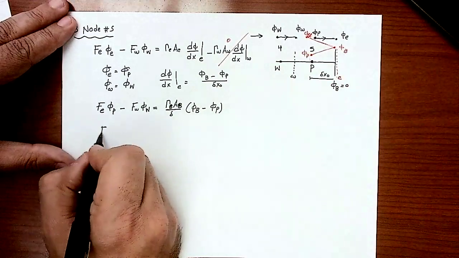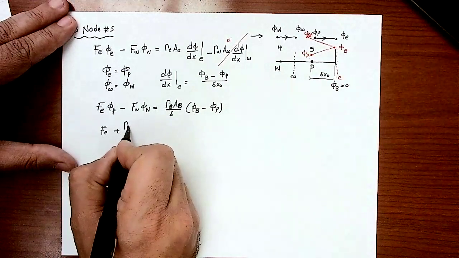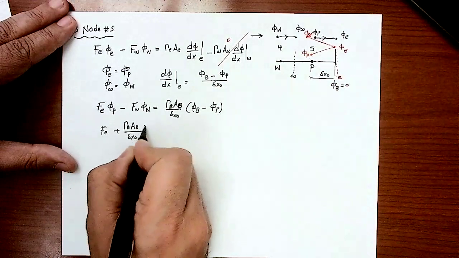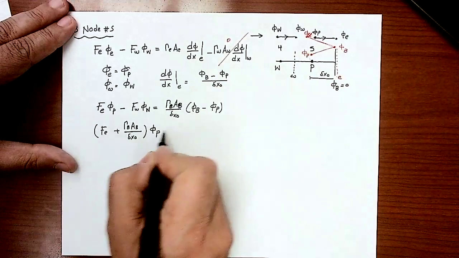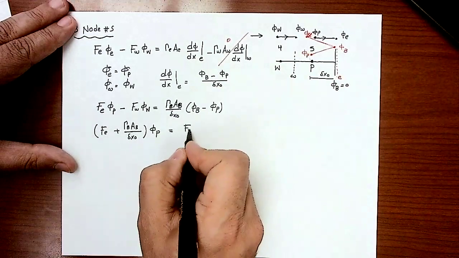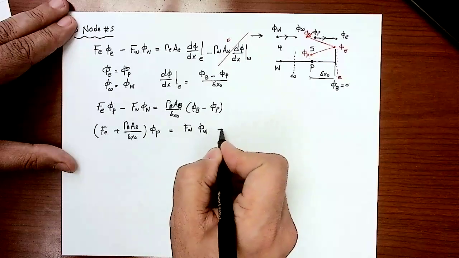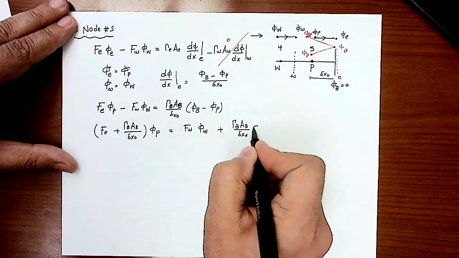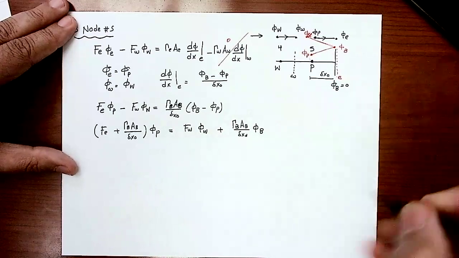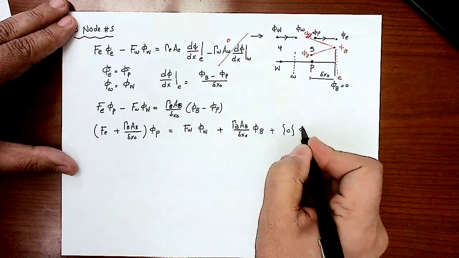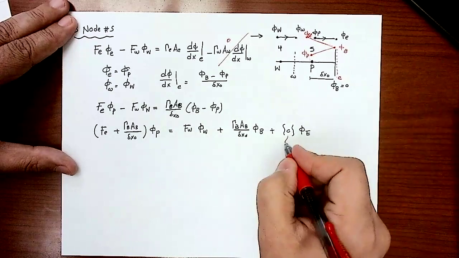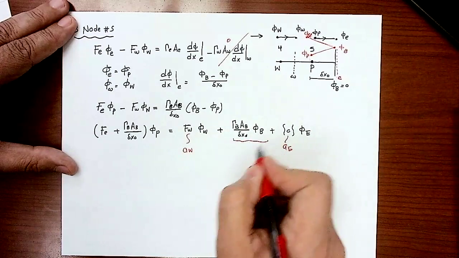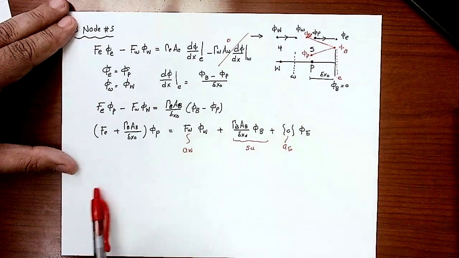I will have the following. I will have Fe plus kappa of face B AB divided by delta x node multiplied by phi p equal to F west phi west plus kappa B AB divided by delta x node phi B. I will add also 0 phi east. So this is my A east. This is my A west. This is my SU. Now, looking into here, I don't have A west here.